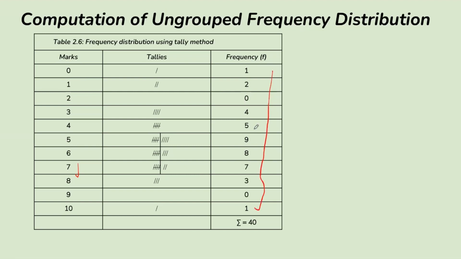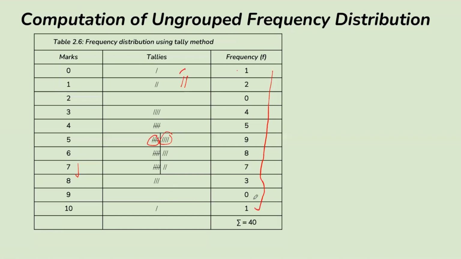Now you have to write the tallies. As I told you, you have to write the tallies corresponding to each. So for 1, you will put 1 slanting line. For 2, again, you will put 2 slanting lines. Then for 5, as I told you, 4 slanting lines and 1 horizontal line. Now this 9 will be 5 plus 4, that is 9. Again, this 8 will be 5 plus 3, that is 8. This will be 5 plus 2, that is 7. So this is how you write the tally marks.